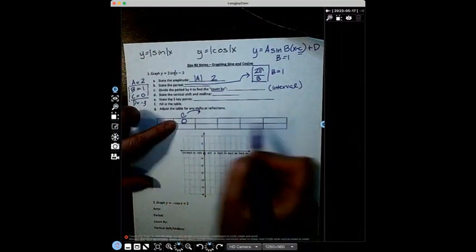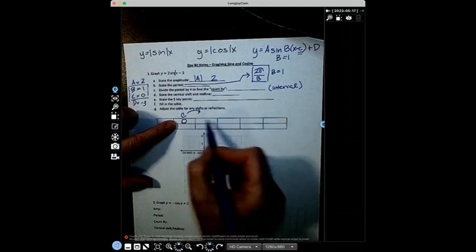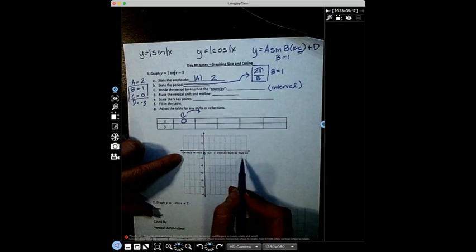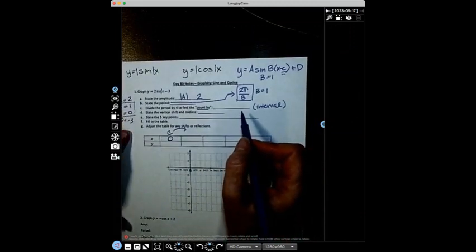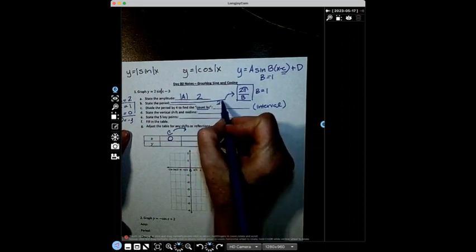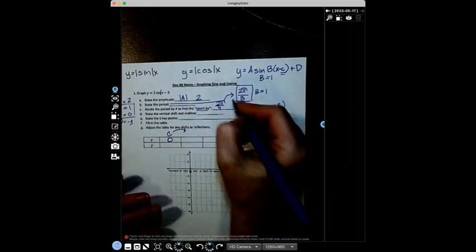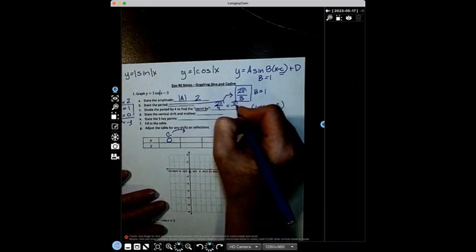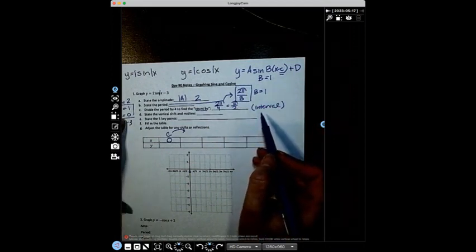Because we need 5 key points, right? 1, 2, 3, 4, 5. So how do I count along the x-axis? Okay, and we divide the period by 4. So we're going to take 2 pi, the period, divide it by 4, and that simplifies to pi over 2. So our count by number is going to be pi over 2.